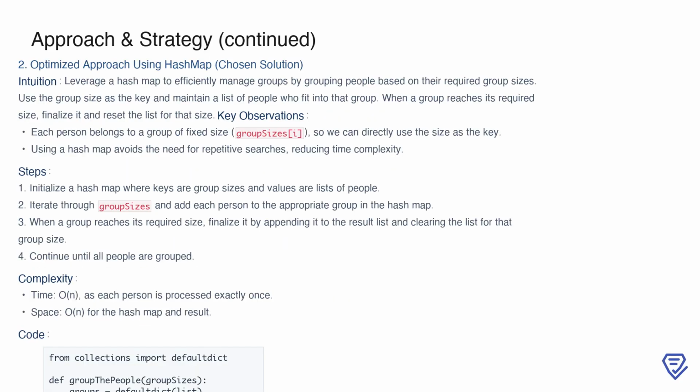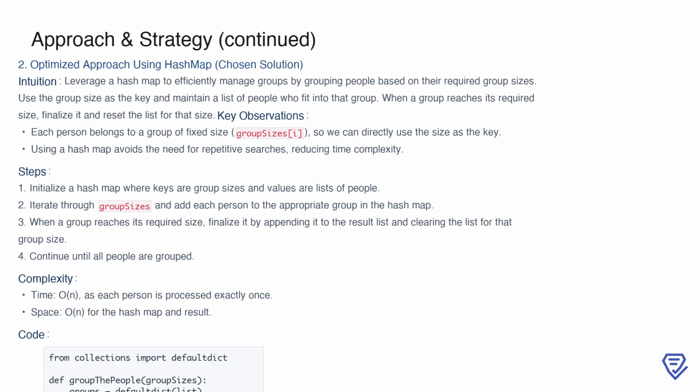To address the inefficiencies of the brute force method, we can turn to an optimized approach using a hash map. The key insight here is that each person's required group size can act as a unique key, allowing us to efficiently manage groups. By mapping each group size to a list of people who belong to that group, we eliminate the need for repetitive searches.